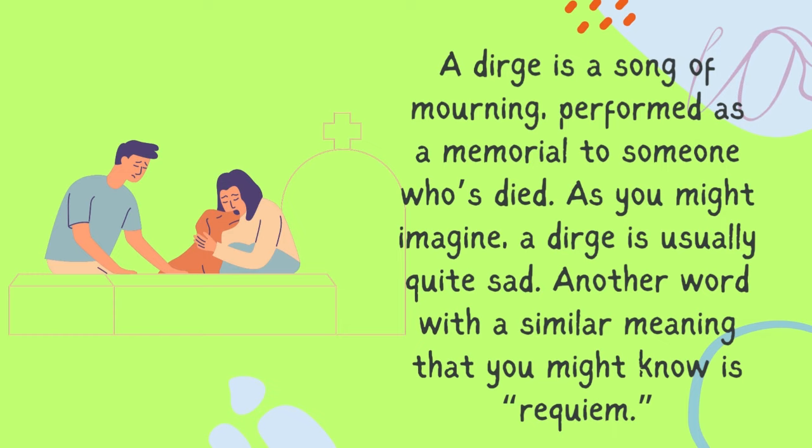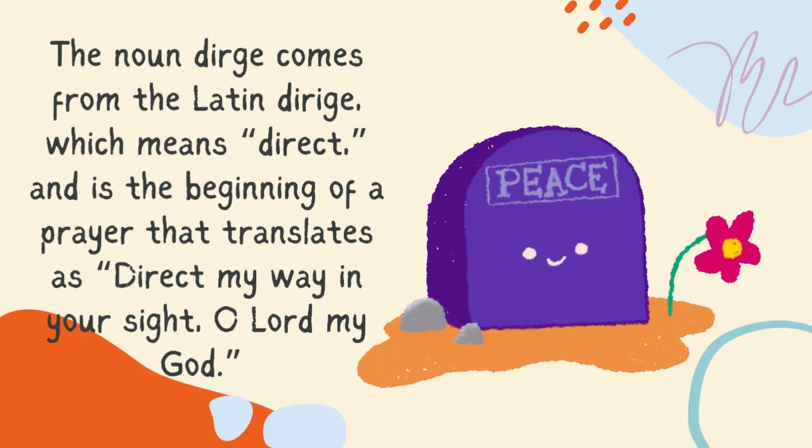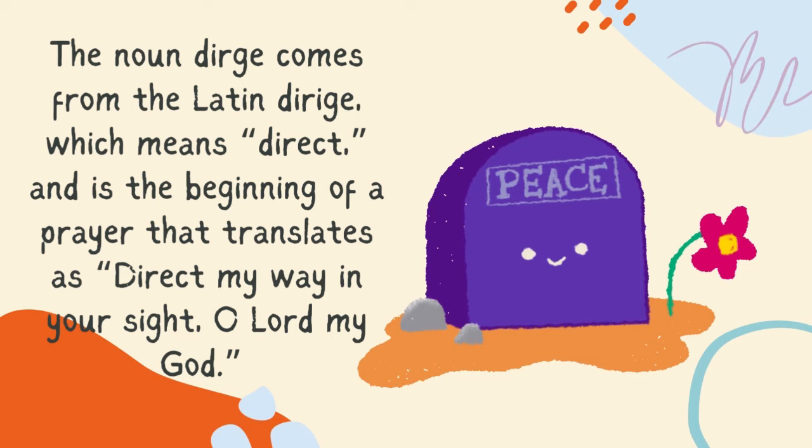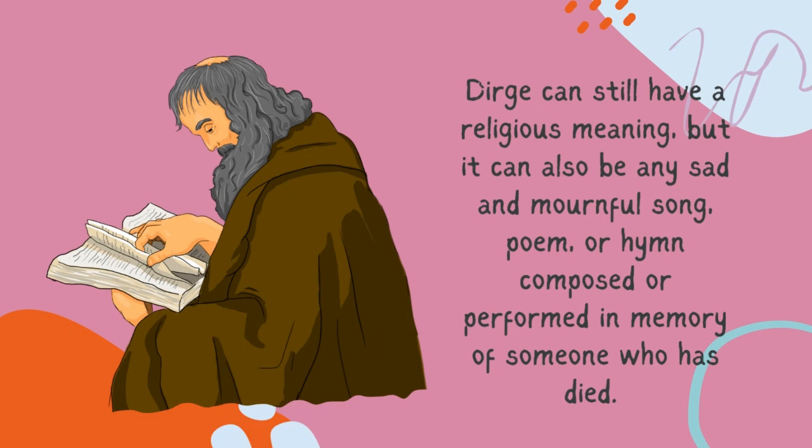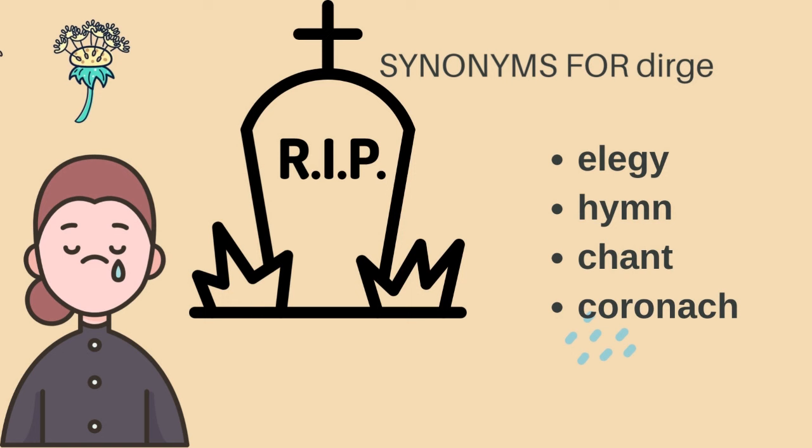The noun dirge comes from the Latin dirige, which means direct, and is the beginning of a prayer that translates as direct my way in your sight, O Lord my God. Dirge can still have a religious meaning, but it can also be any sad and mournful song, poem, or hymn composed or performed in memory of someone who has died. Synonym: elegy, hymn, chant, coronach.